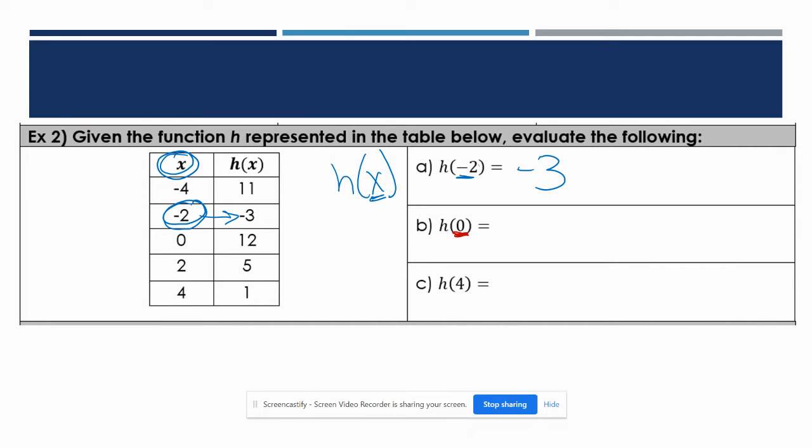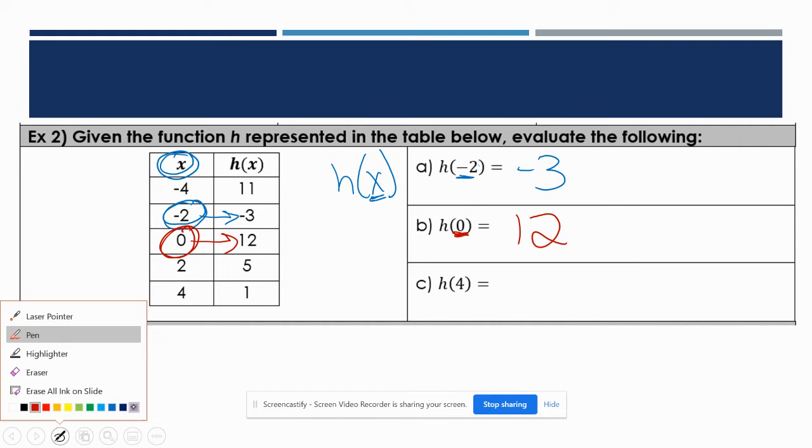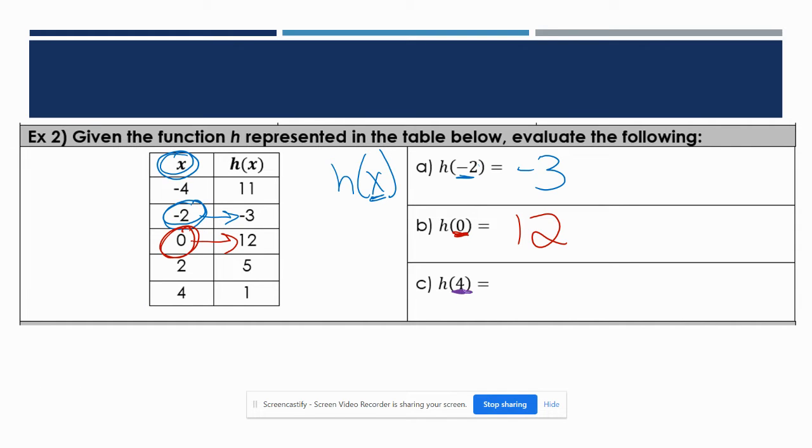Find where x is 0. Well, x is 0 here. The answer to it is 12. Find where x is 4. Well, x is positive 4 right here. The answer to it is 1. You're like, what? It can't be that easy. Really is, though. It really is that easy. Easy peasy.